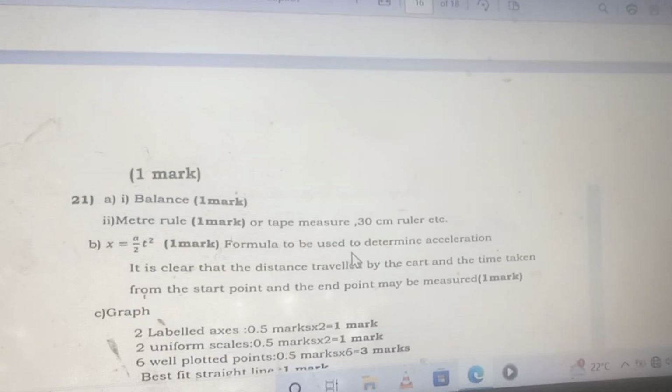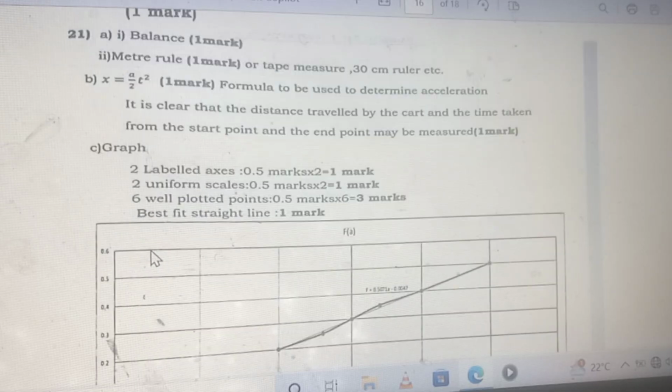This is the correction of that question. The instrument used to measure mass is a balance or beam balance. It may be a beam balance or spring balance. II. The instrument used to measure distance is the meter rule, and so on. The formula is this: distance is equal to one over two acceleration times time squared.